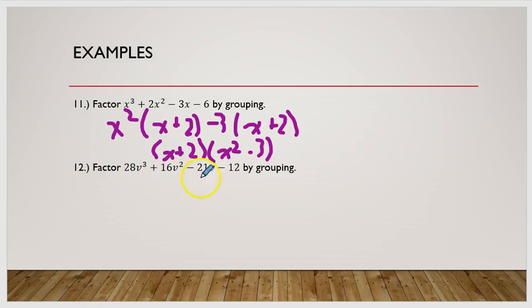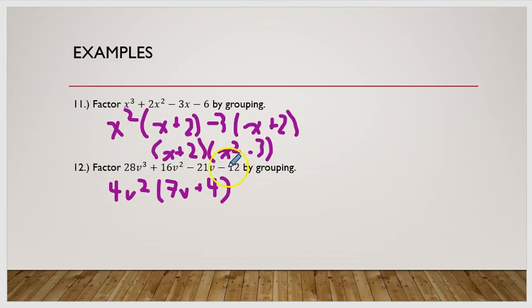Second example, find what these numbers have in common here. So from looking at the first 2 terms, I'm going to take out 4v squared. And then 28 divided by 4 is 7. And v cubed divided by v squared is v. 16 divided by 4 is 4. And v squared divided by v squared cancels.